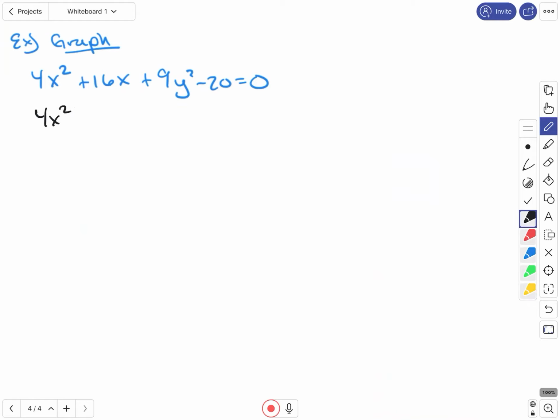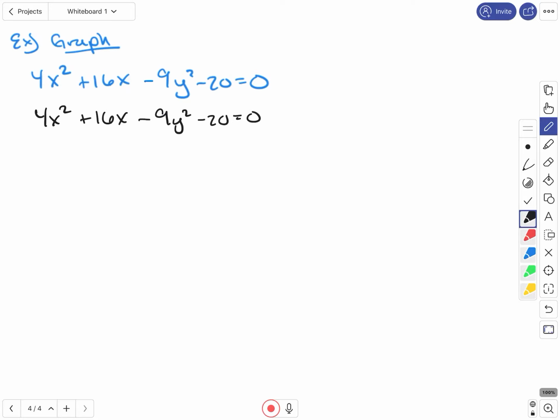4x squared, although I think there is a mistake here. This is an ellipse. Let me change my example. I want to make this minus. There we go. It was an ellipse. Now it's a hyperbola. Okay, 4x squared plus 16x minus 9y squared. That's a hyperbola, and minus 20 equals 0.